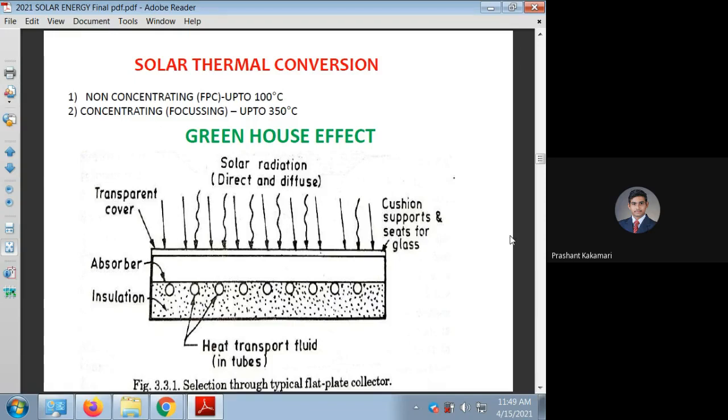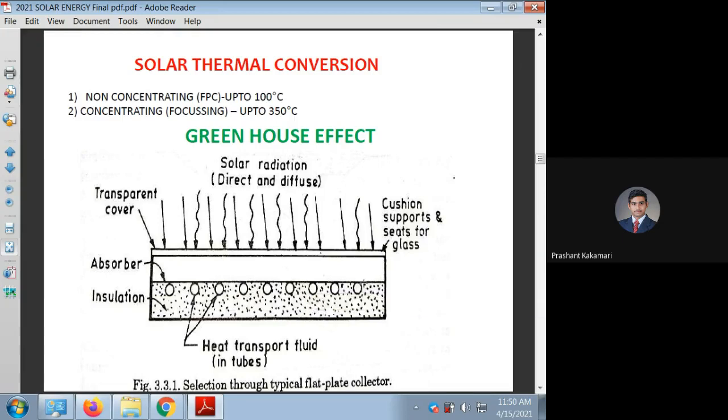As I think many of you have heard in atmosphere, we also call it a greenhouse effect for the plantation and other things. So here, coming to the working of the flat-plate collector, we have a metallic plate. This is the absorber plate, which is made up of metallic plate.